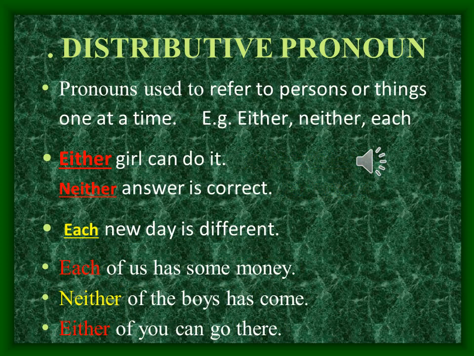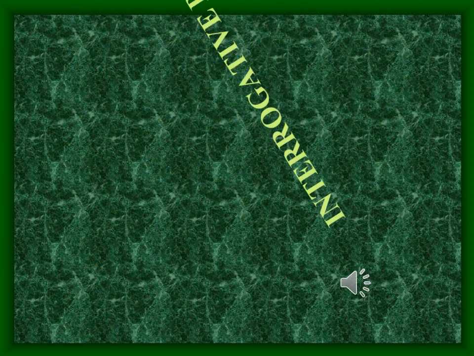Distributive pronouns. Pronouns used to refer to persons or things one at a time are called distributive pronouns. For example, either, neither, each. Either girl can do it. Neither answer is correct. Each new day is different. Each of us has some money. Neither of the boys has come. Either of you can go there.